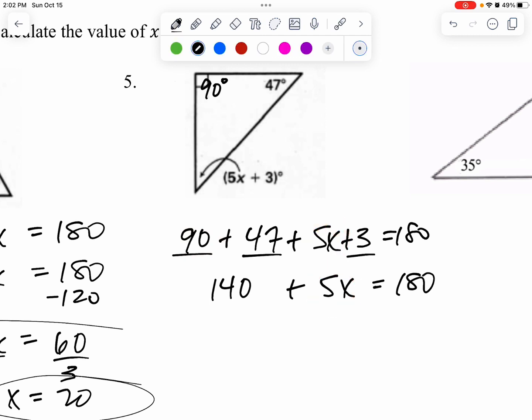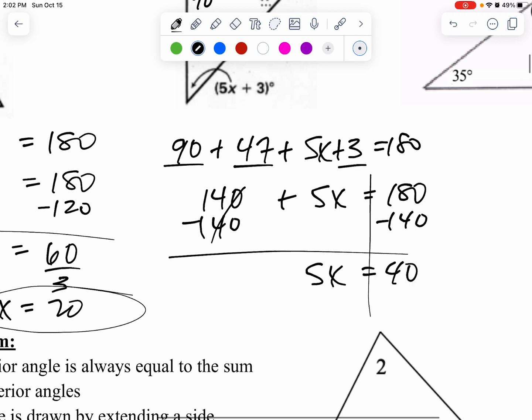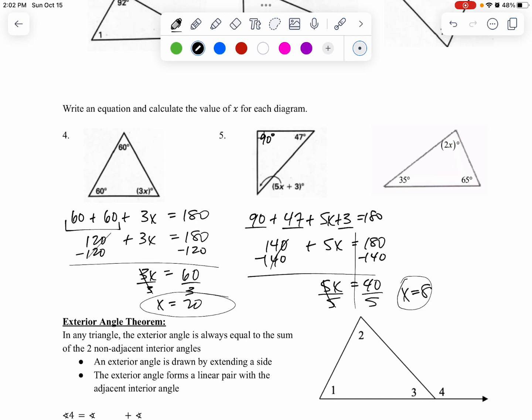Now I just need to solve this equation. I'm going to subtract 140 from both sides. I've got 5x equals 40. Hey, I know I'm going kind of fast. Pause the vid, okay? Divide by 5. I got x equals 8. Sweet. All right, I've got one more.